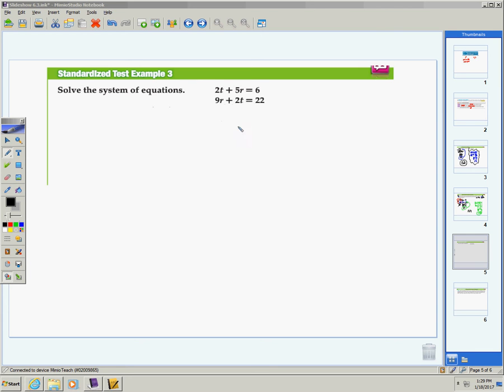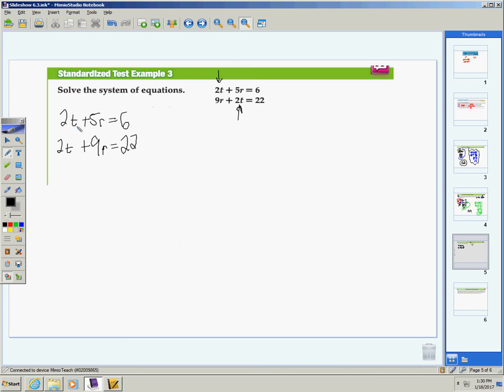Looking at this system of equations, the first thing I notice is that here I've got t's first, but in my second equation I've got t's second. So what I'm going to do is rewrite these equations so the t's are first in each one. So I've got 2t plus 5r equals 6. Then I'm going to rewrite the second one as 2t plus 9r equals 22. Just switching the order. Remember, for addition, order does not matter.